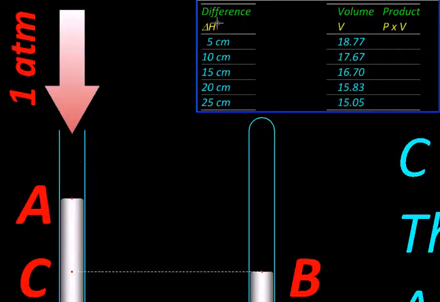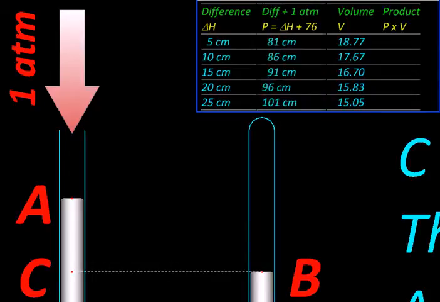So whatever readings we have got of this height difference, they need to be added to 76 centimeters of mercury to get the actual pressure. So that's what we do next. We add 76 to all these delta H values to get the actual pressure. And now we are ready for calculation. So this is the actual pressure in terms of mercury column.